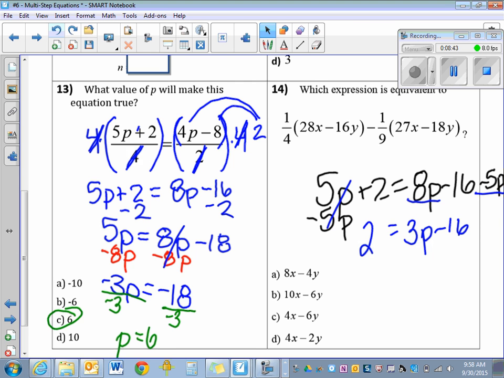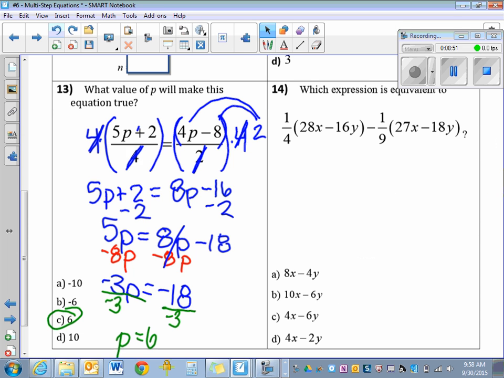Alright, so then number 14, we're dealing with fractions here. Do not let fractions intimidate you. Have your calculator close by so that you can use that to help you out. When we put fractions in the calculator, what must we use? Parentheses. I want to hear everyone say it. When we put fractions in the calculator, we must use parentheses. You must use parentheses.